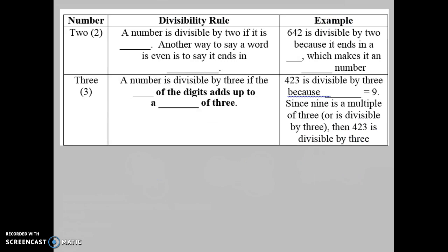The next one we're going to look at is the divisibility rule for 2. We know that a number is divisible by 2 if it is even. So numbers that are even have to end in a 0, a 2, a 4, a 6, or an 8. If it ends in any of those 5 numbers, then it is divisible by 2. So the number 642 is divisible by 2 because it ends in a 2, which makes it an even number.